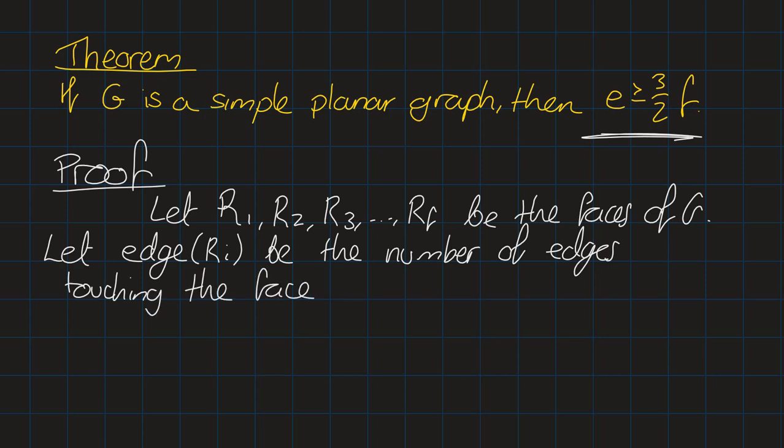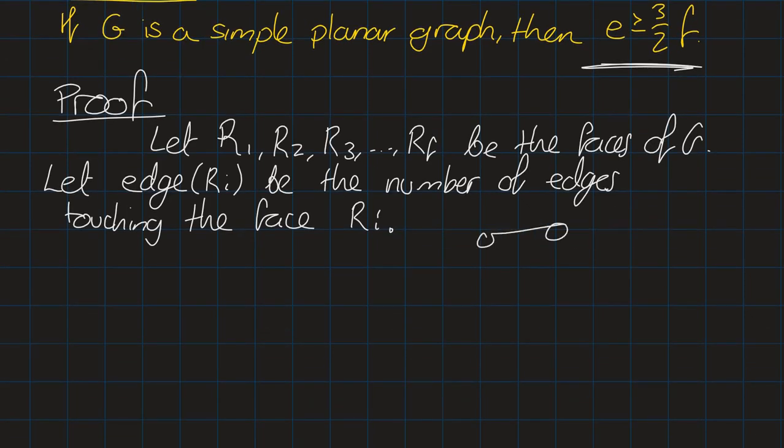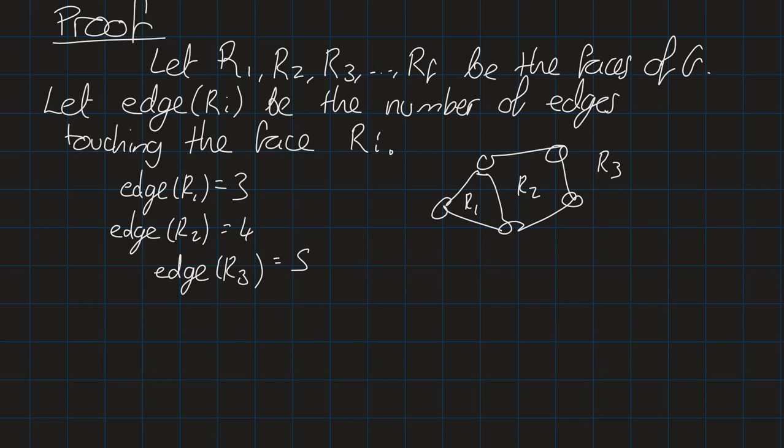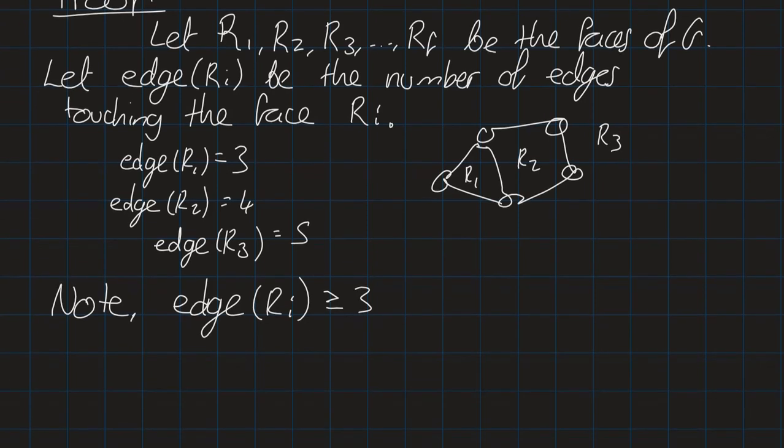So for example, if I just quickly draw a graph, and if this is R1, R2, R3, then edge(R1) is equal to 3, because there are 3 edges touching R1. Edge(R2) is equal to 4, and edge(R3) is equal to 5, because there are 5 edges touching R3. The thing to note now is that for any face, we always have greater than or equal to 3 edges touching it, because it's a simple graph. That means the smallest possible face still has 3 edges touching it.